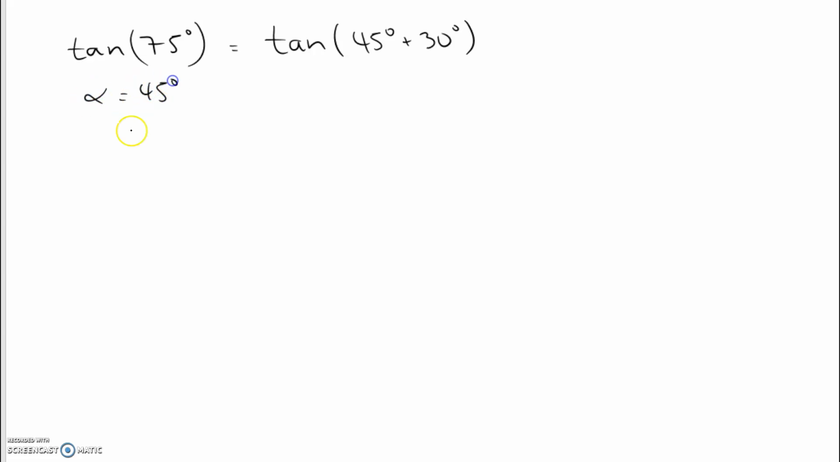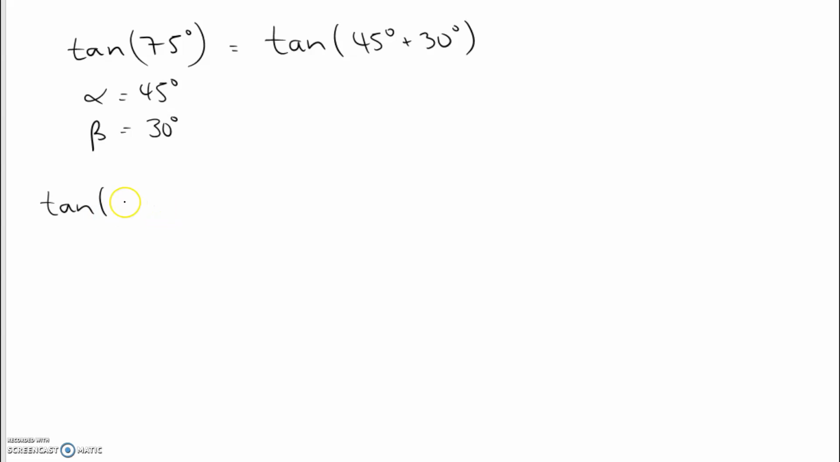Okay, if we're looking for tangent of 75, and it says use the sum or the difference identity. So I'm going to use tangent, and then we'll use 45 plus 30, and that will give me 75. Okay, so my alpha is 45, and my beta is 30. So we need to use this formula here.